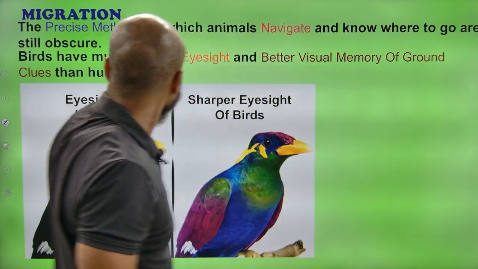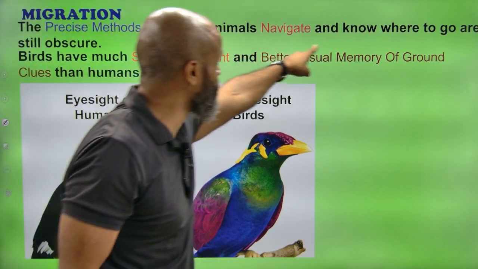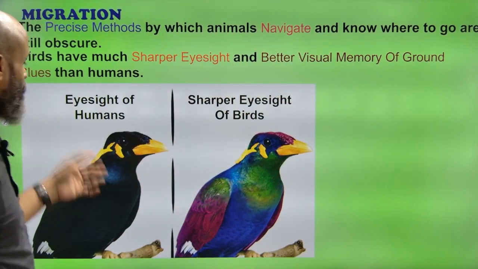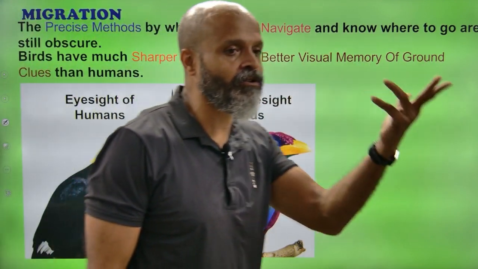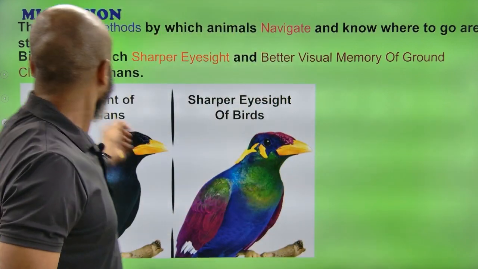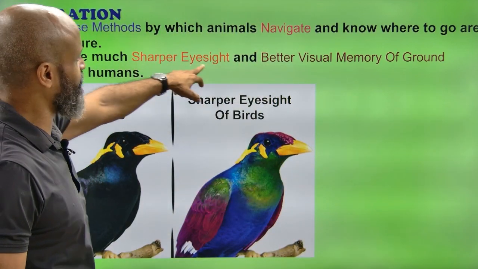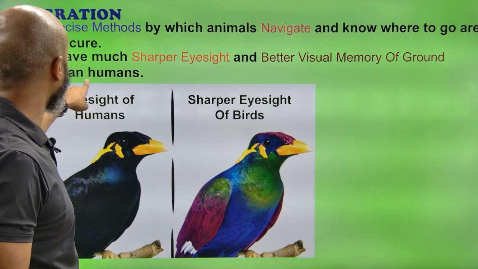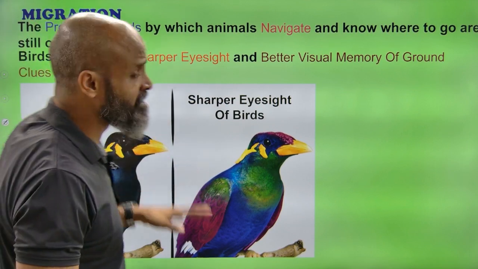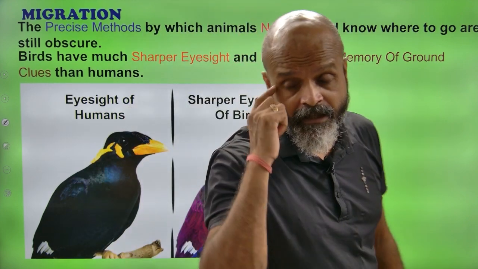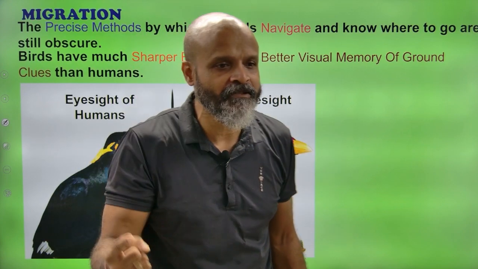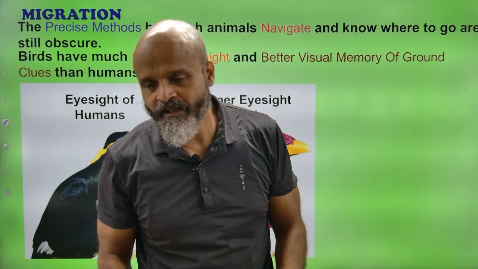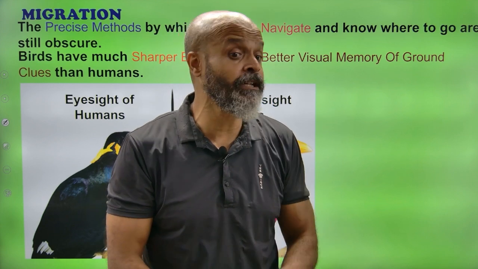Okay, the precise methods by which animals navigate and know where to go are still obscure. It is still not understood. It is still not explainable. Birds have much sharper eyesight and better visual memory of ground clues than humans. They are said to have sharper eyesight and a better understanding of maps, although they do not follow maps like us, but they have a better understanding of routes than humans.